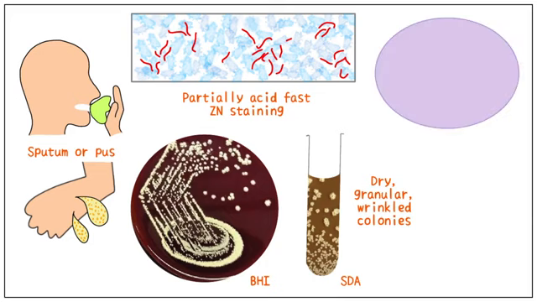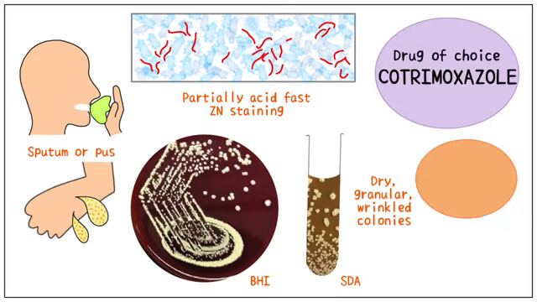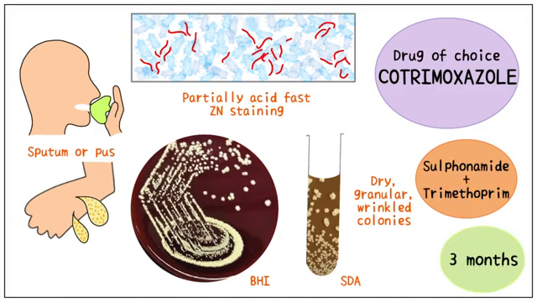The drug of choice used to treat Nocardia infection is cotrimoxazole. Remember, it is a combination of sulfonamide plus trimethoprim. So look for these in the options if cotrimoxazole isn't there. Usually, medicine is administered for a long duration of at least 3 months.